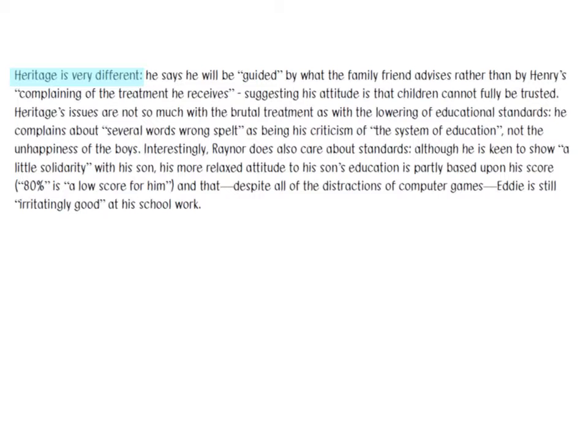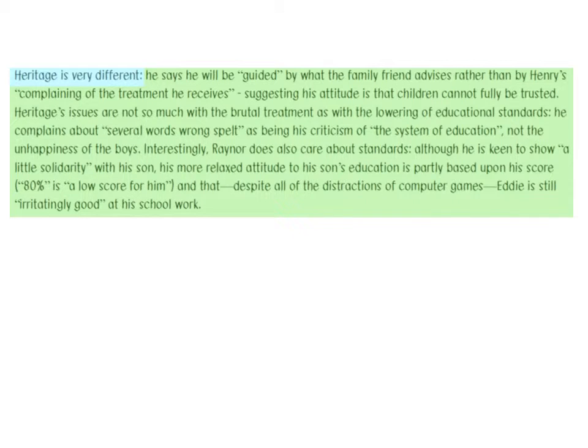Heritage is very different. This is the second source, source B. He says he will be guided by what the family friend advises rather than by Henry's complaining of the treatment he receives, suggesting his attitude is that children cannot fully be trusted. Heritage's issues are not so much with the brutal treatment as with the lowering of educational standards. He complains about "several words wrong spelt" as being his criticism of the system of education, not the unhappiness of the boys.